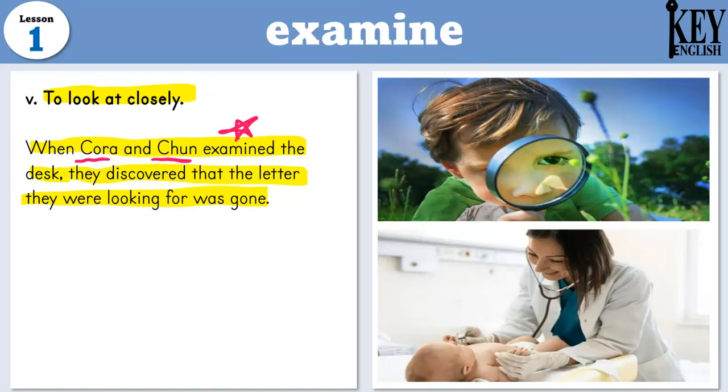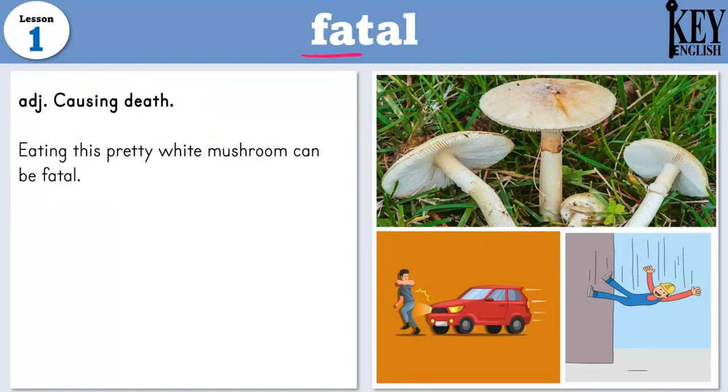And what they found out after they looked at it carefully was that the letter they were looking for was gone. So examine can be used to talk about just looking at something or looking for something carefully. And we can also use it when we talk about a doctor that is looking carefully at their patient. For example, I could say, the doctor examined the baby. So the doctor is looking carefully to see if the baby is sick or if it has any problems. That is examine. The next word is fatal.